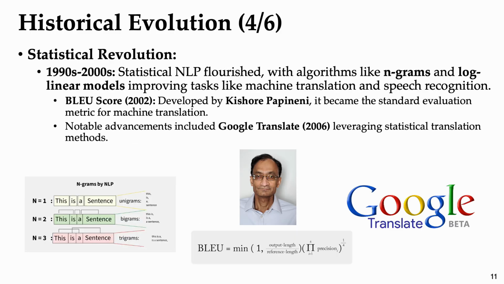Then, moving into the 1990s and the early 2000s, large-scale NLP really began to flourish. During this period, algorithms such as n-grams and log-linear models became widely used, leading to significant improvements in tasks like machine translation and speech recognition. We will spend a fair amount of time in this course discussing n-gram models in detail.